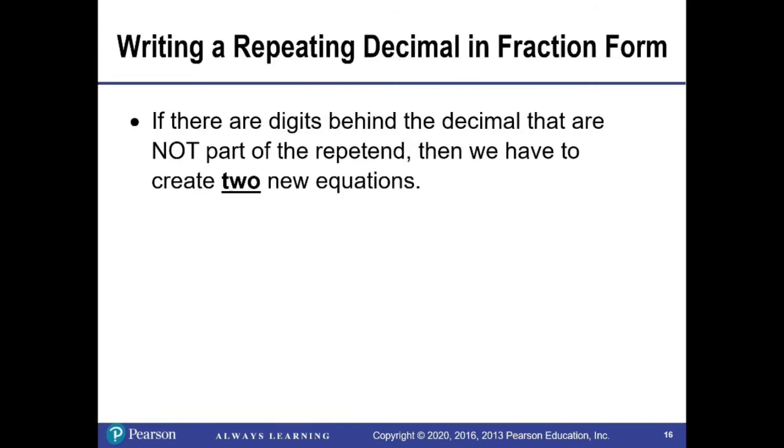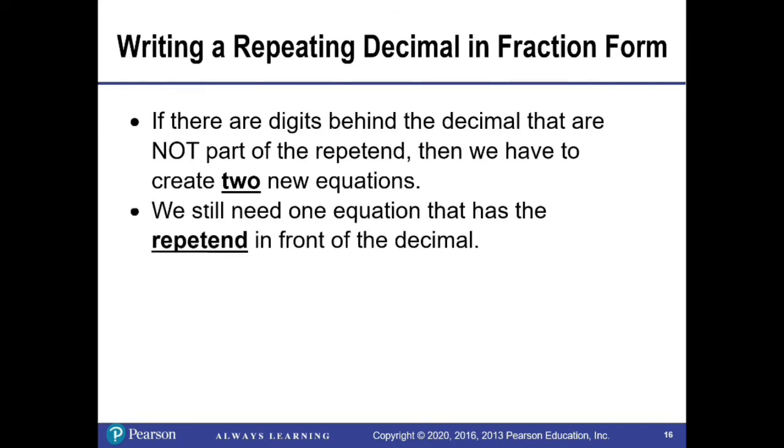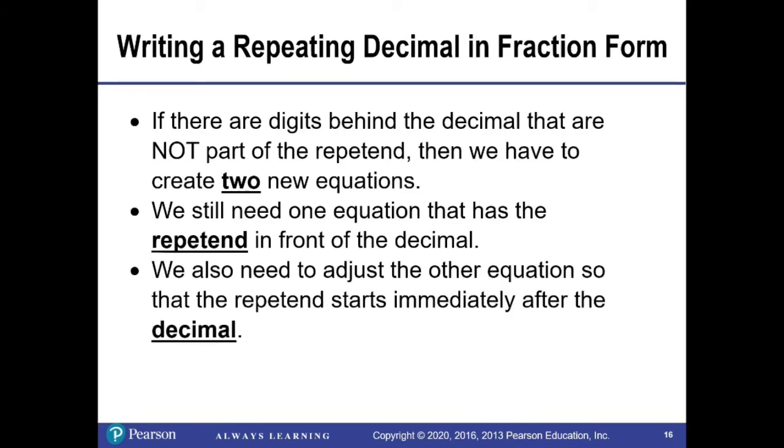So if the digits behind the decimal are not part of the repetend, we have to create 2 new equations like we just saw in Part D. We still need one equation that has the repetend in front of the decimal, and we have to adjust the other equation so the repetend starts immediately after the decimal. We saw that in this last example.